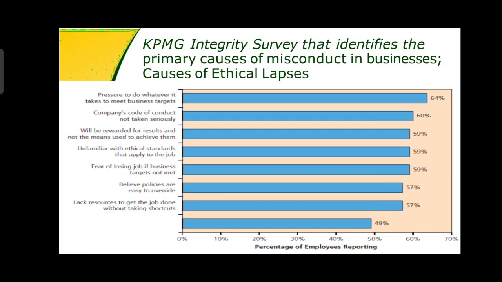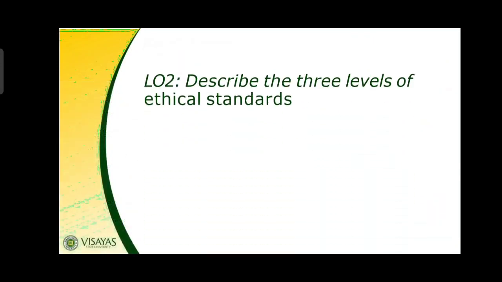Next is lack of resources to get the job done without taking shortcuts. It's hard to set objectives that are not possible and not feasible. So what happens is the employees cut corners, and they will only focus on what they can benefit. We really can't force them. That's why it is really important that we set realistic goals. The last cause according to studies is seeking to bend the rules for personal gain. So that is a conflict of interest.